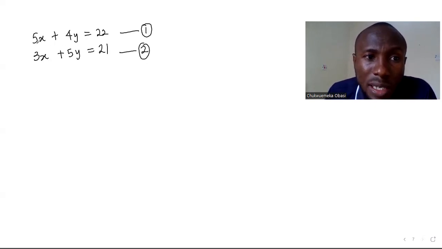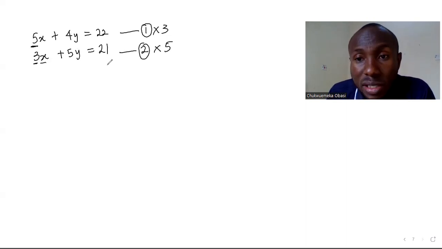So how do I make them have the same quantity? I'll just multiply this whole equation 2 here by the coefficient of x, which is 5. And the coefficient of x here is 3, so I'll multiply this whole equation by 3. That is just pretty much how you solve these problems. When you don't have any easy ones to eliminate, you just do that simple trick and it works.